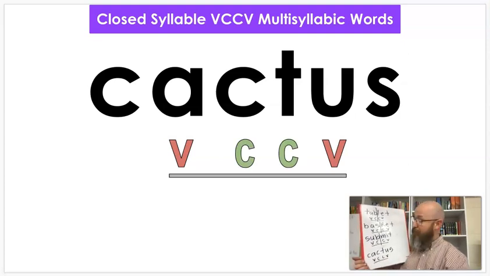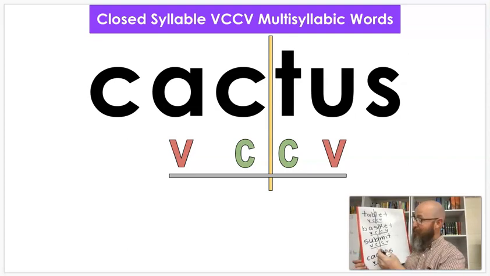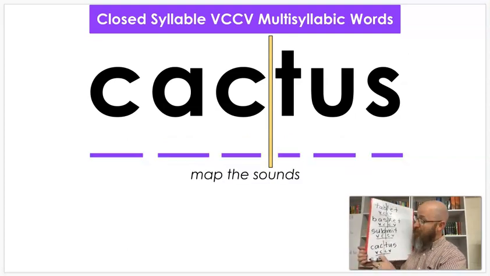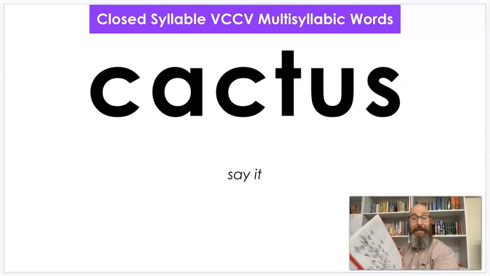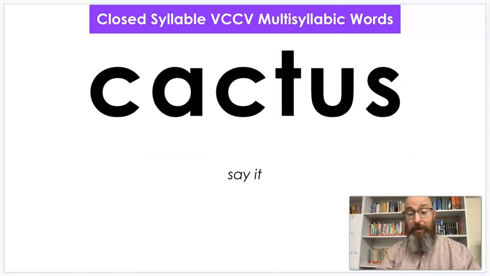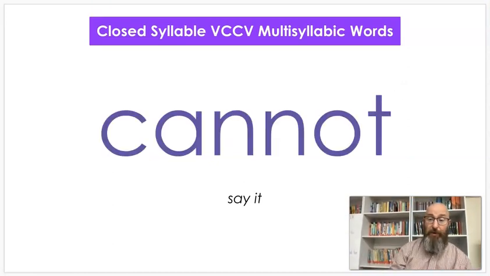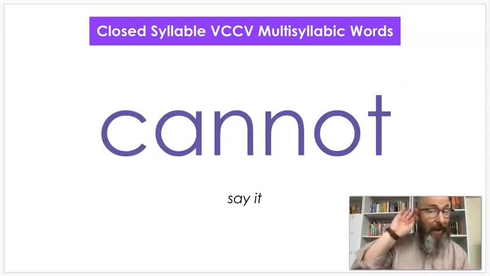Once I've put my consonants, what do I do next? I split it between the consonants. Now I can map the sounds. K, ak, cac, t, us, tus. Cactus. I can read that word. I'm out of space, but we're going to keep on working through. Our next word is cannot. Say cannot.